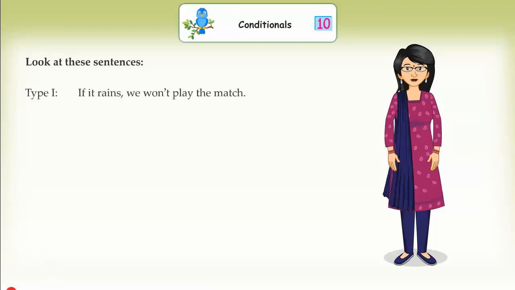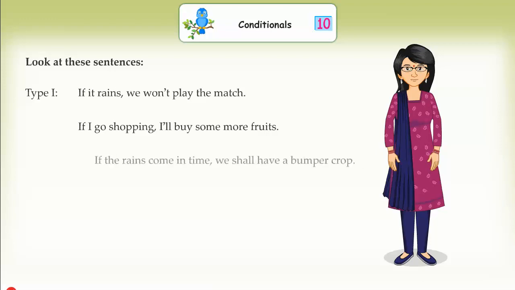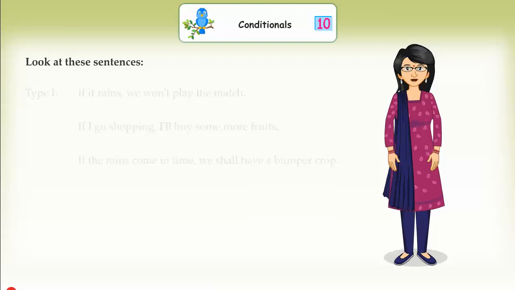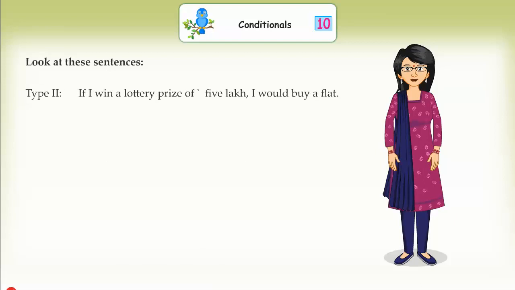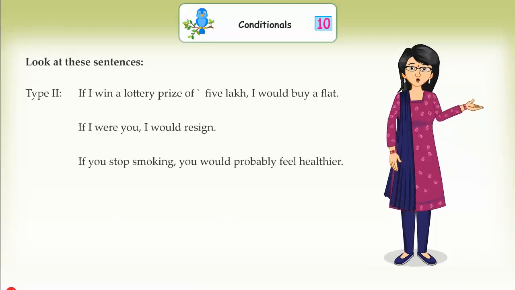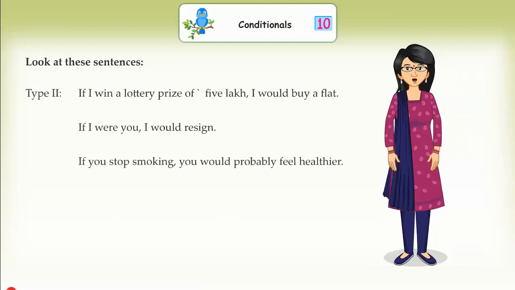Type 1. If it rains, we won't play the match. If I go shopping, I'll buy some more fruits. If the rains come in time, we shall have a bumper crop. Type 2. If I win a lottery prize of rupees 5 lakh, I would buy a flat. If I were you, I would resign. If you stop smoking, you would probably feel healthier.